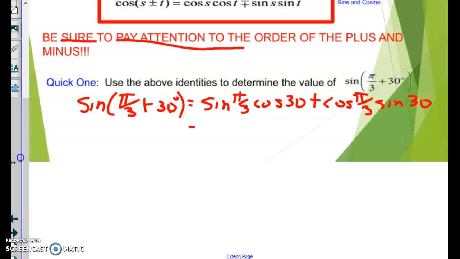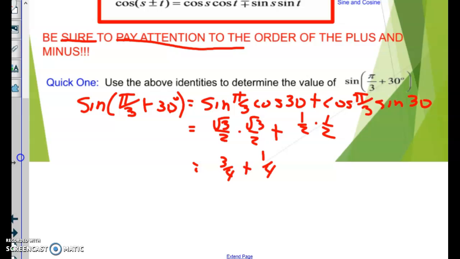The sine at pi over 3, sine is the y value, gives me root 3 over 2. The cosine at 30 is the x, root 3 over 2, plus the cosine at pi over 3, and the sine at 30. And if I multiply square root of 3 times square root of 3, I get 3 over 4 plus 1 over 4 gives me 1.